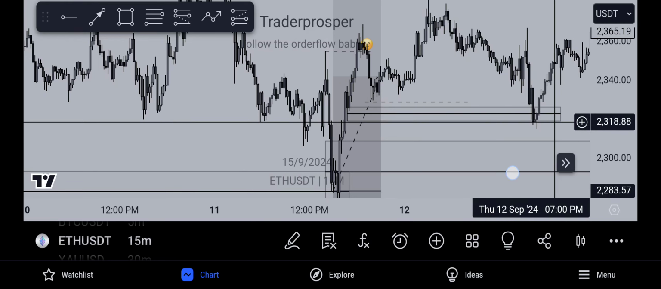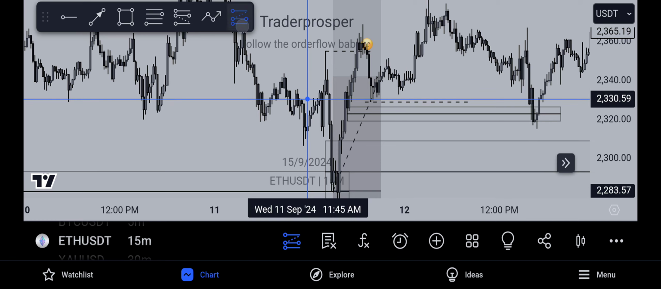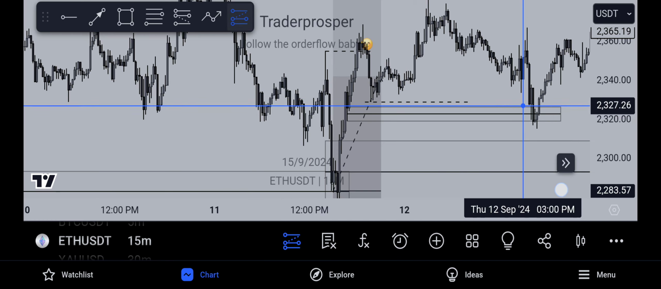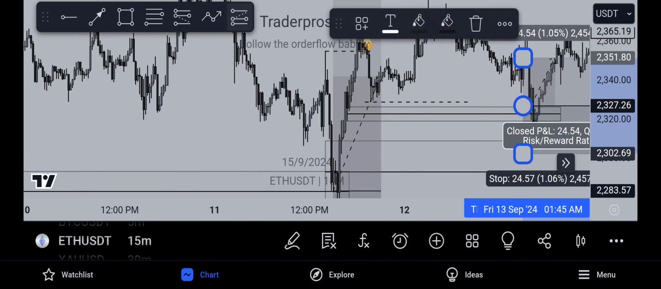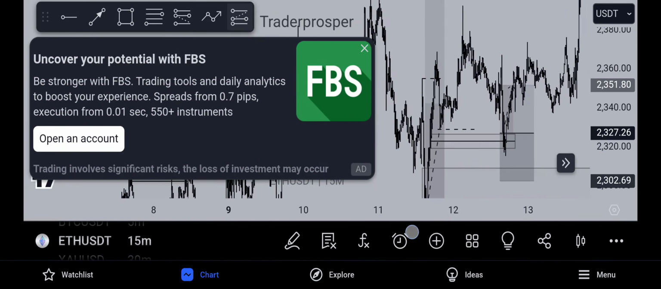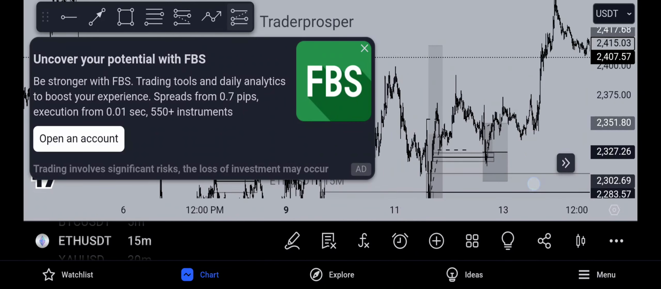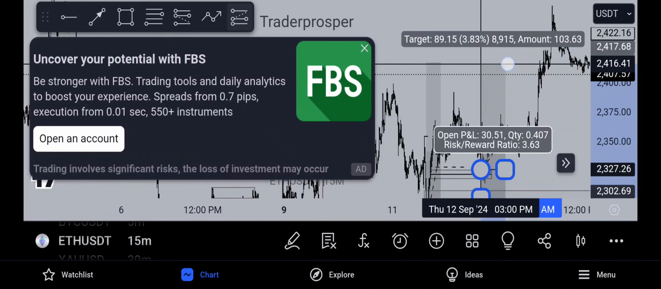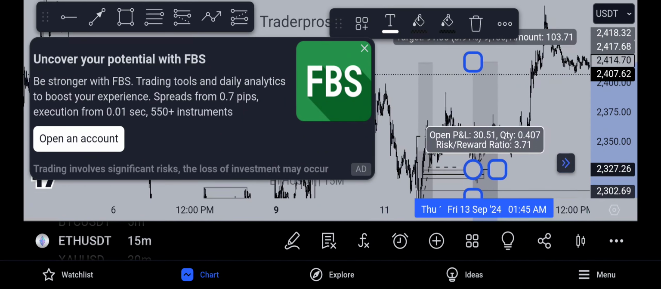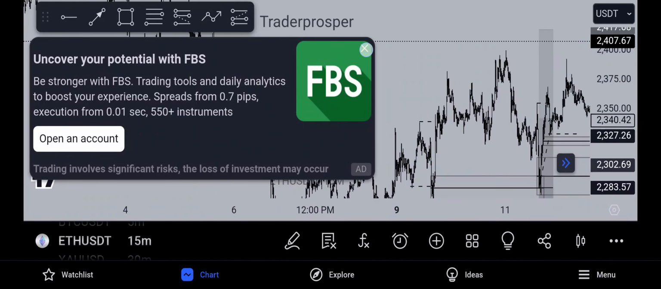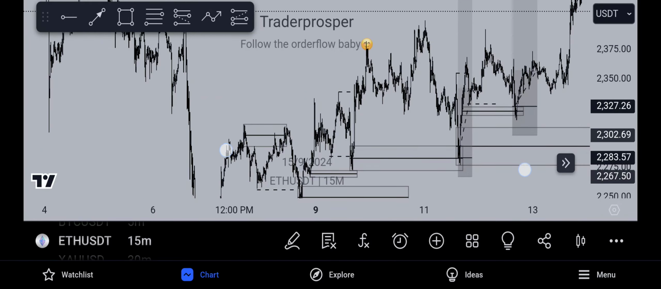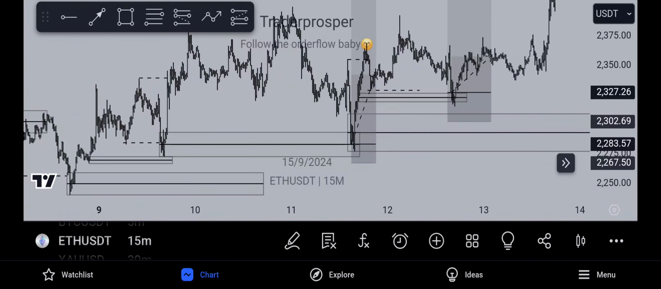Yeah, I told them once that pin bar fails, then I'll be going for the extreme. So I was protecting these lows. Yeah, I was protecting that low. And our target was there. Yeah, our target was there.